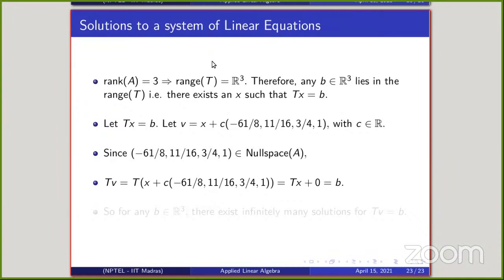So for every B, there exist infinitely many solutions to the equation TV equals B, because C can be any real number. We can take the X such that Tx equals B and add any constant times the null space vector to X, so that TV will be B. So for any B in R^3, we have infinitely many solutions for the equation TV equals B. Hope this was clear.